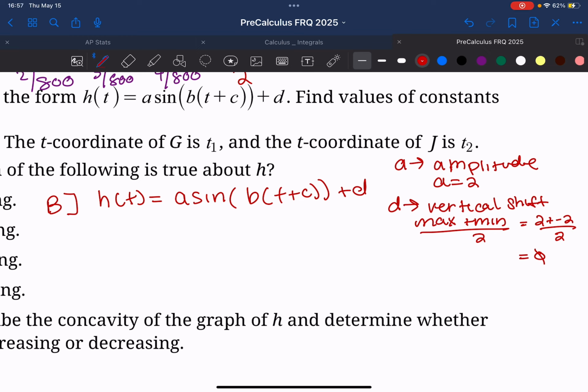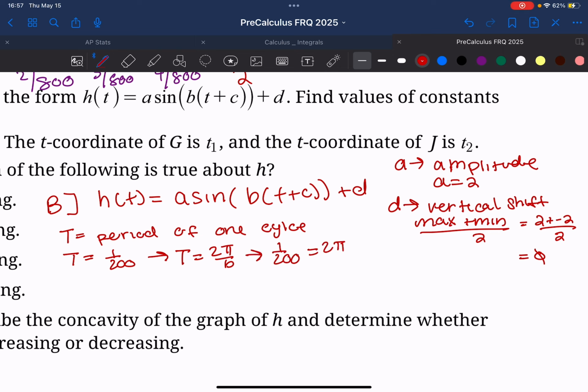And then to find b, we have to know that T is equal to the period of 1 cycle, and that T is equal to 1 over 200 because in 1 cycle it goes 200 times. And then we can use the formula for T, which is 2 pi over b, to find our b value. So this is 1 over 200 equals 2 pi over b, which implies b is equal to 400 pi.